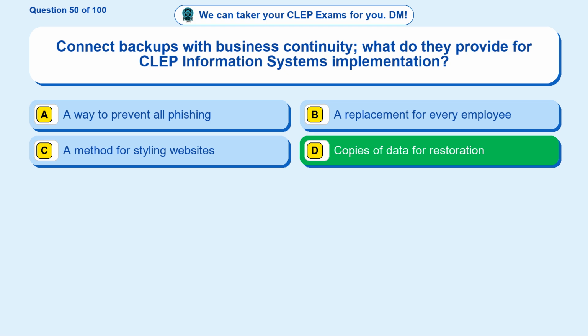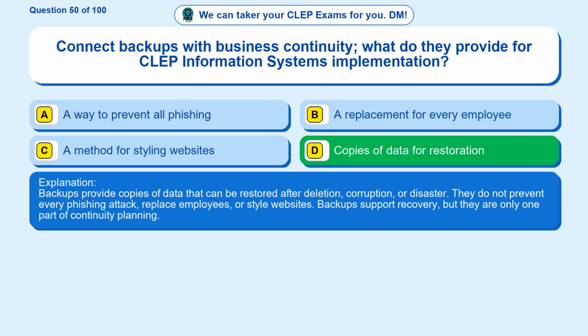The correct answer is option D. Copies of data for restoration. Backups provide copies of data that can be restored after deletion, corruption, or disaster. They do not prevent every phishing attack, replace employees, or style websites. Backups support recovery, but they are only one part of continuity planning.